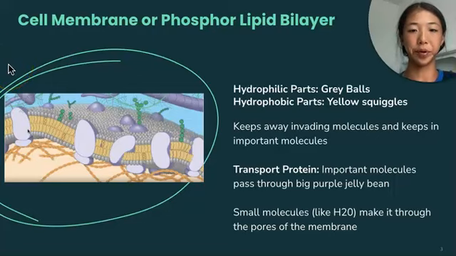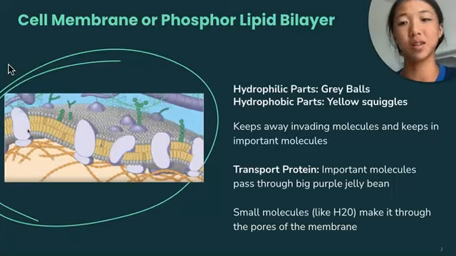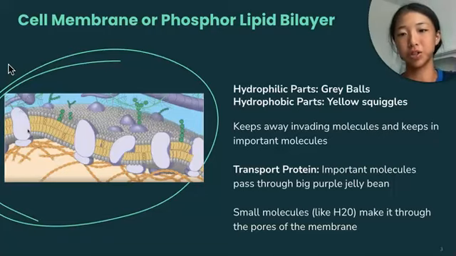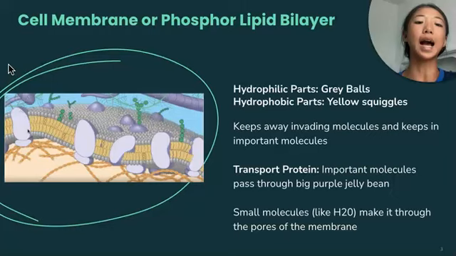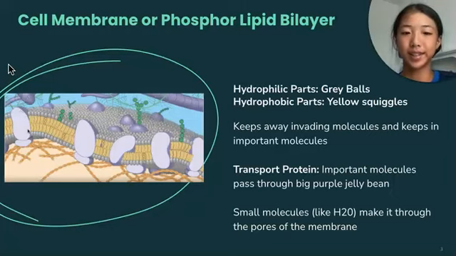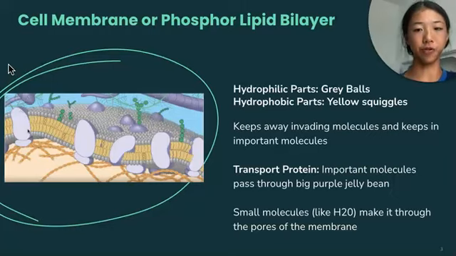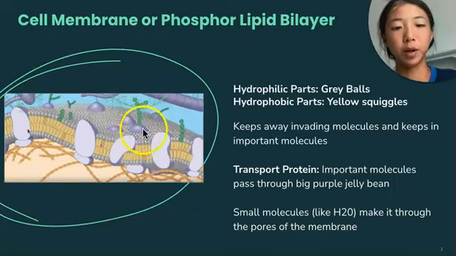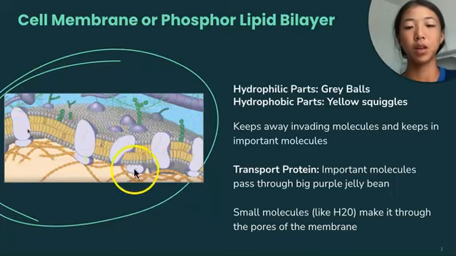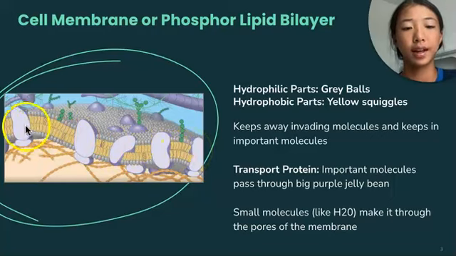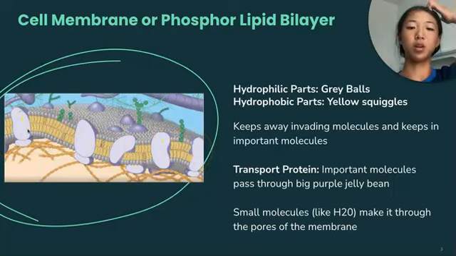First up, the cell membrane, or in other words known as the phospholipid bilayer. I know, right? So complicated. There's really not much to it. It just acts as a security guard to the cell. There are two parts to the phospholipid bilayer. The first one is the hydrophilic part, which are the gray balls on the top and on the bottom. Then there's the hydrophobic parts, the yellow squiggles sandwiched in between the gray balls.